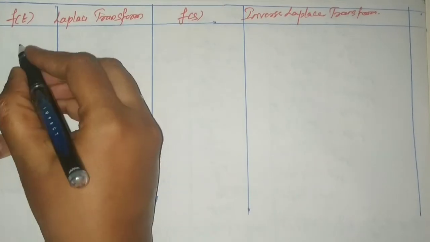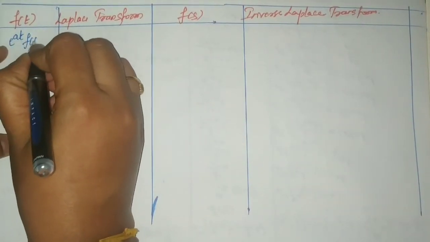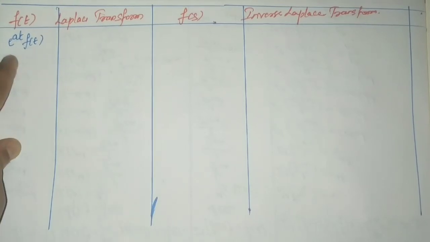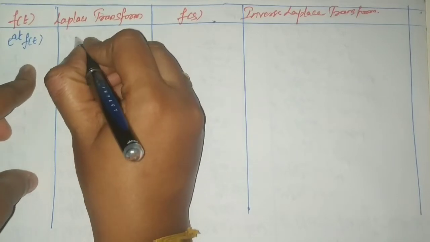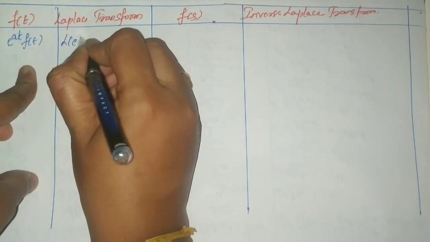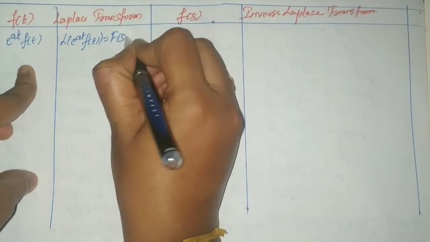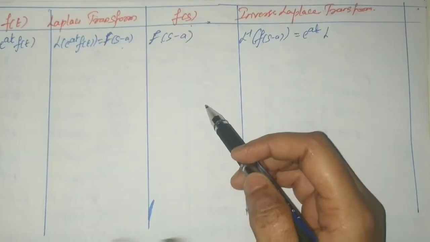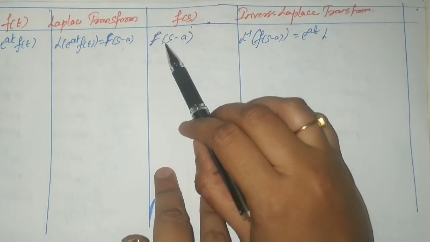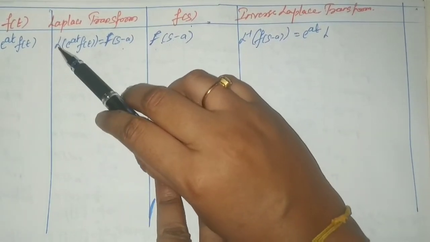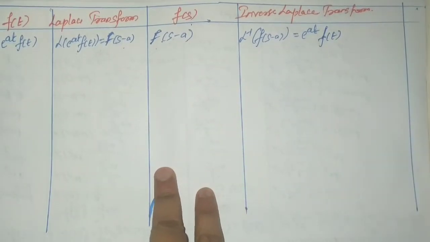So the first one is, whenever you have a function multiplied with an exponential, that is e power at into f of t. So whenever you have an exponential multiplied with the function, our transformation will be: Laplace transform of e power at f of t is equal to F of s minus a. So L inverse of F of s minus a is our function. Just compare with this. Shifting this inverse to this side, what is your answer? e power at into f of t. That's it.